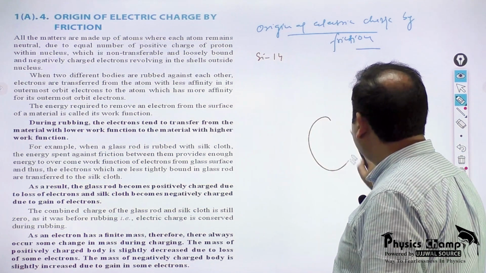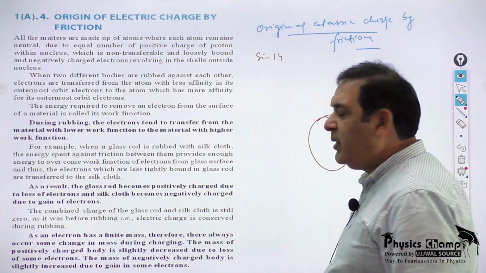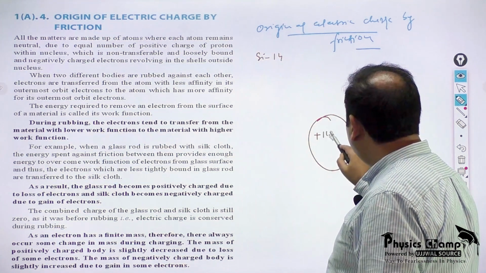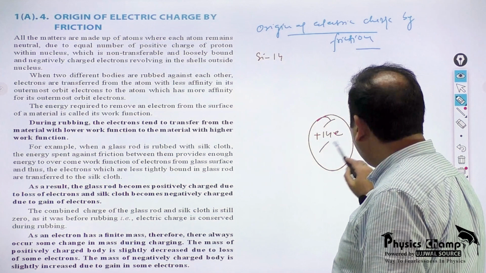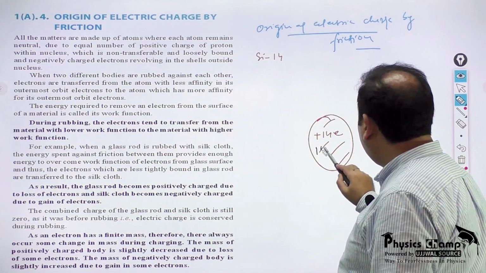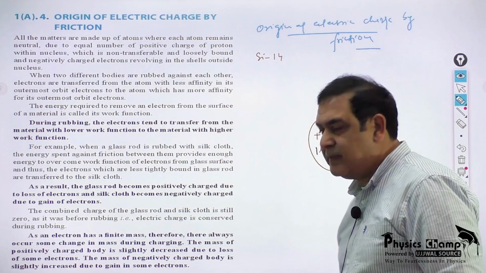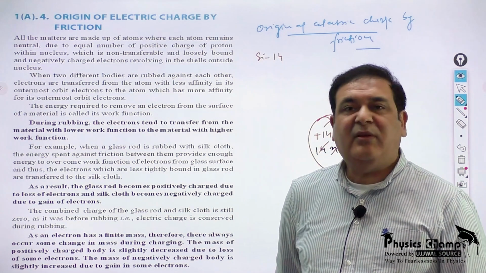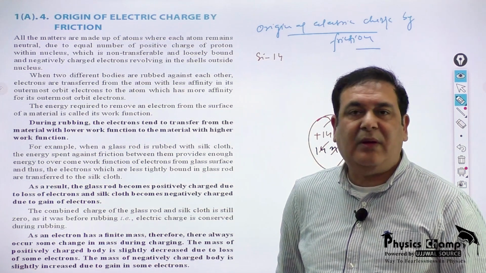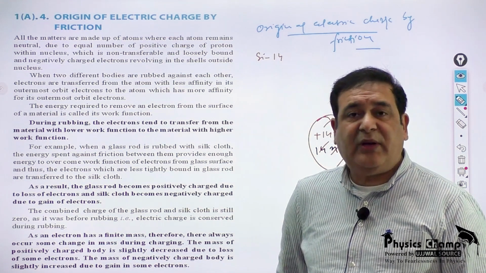Silicon, although it's a semiconductor material, has 14 protons inside the nucleus and has 14 neutrons. So the nucleus consists of 14 protons and 14 neutrons. So its atomic number is 14 and atomic mass is 28.